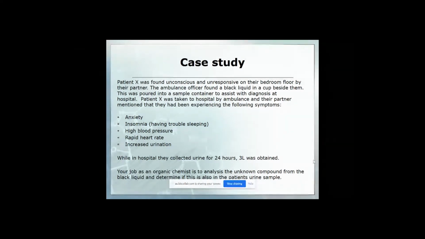So you guys are all going to be my organic chemists. And what I want you to do is analyse the spectras that we've printed out to determine what our unknown compound is. The other part we need to do is work out if it's in both our urine sample and the black liquid.